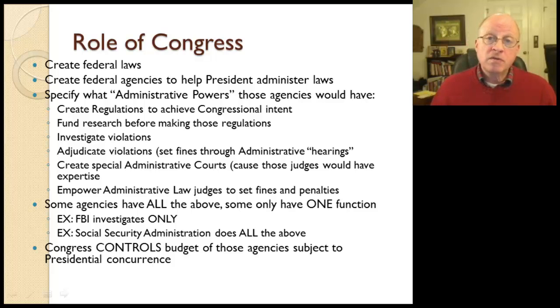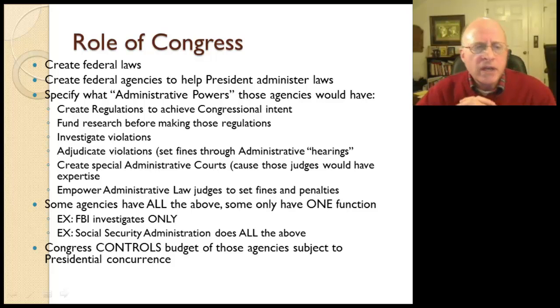Now, if the president doesn't like the budget, then Congress is stuck with passing what are called continuing resolutions that perpetuate the spending or confirm the spending at its current level.